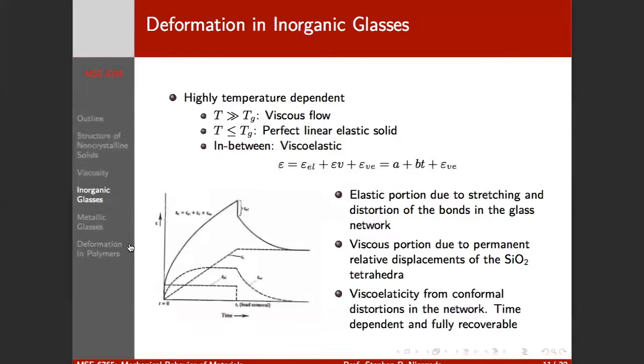If we think about inorganic glasses, our permanent plastic deformation is going to be very highly temperature dependent, right? If we're much higher than the glass transition temperature, it behaves purely viscous flow, liquid-like behavior. If we're much lower than our glass transition temperature, we have a perfectly linear elastic solid. In between, where most of the interesting stuff is, is viscoelasticity, and we'll talk about that coming up.